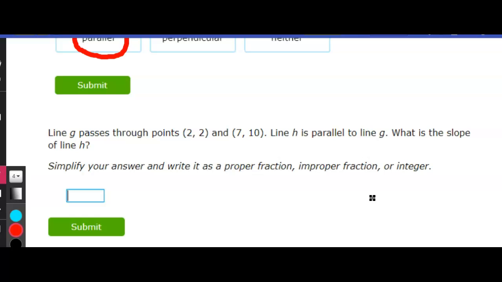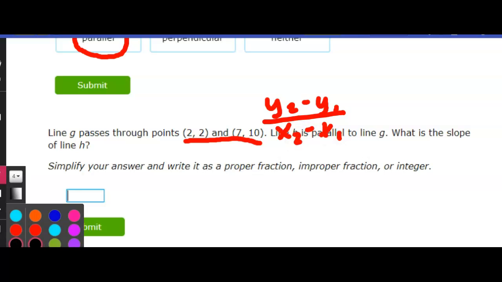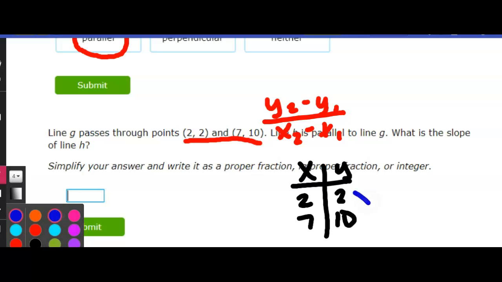All right, so now this one is where it's going to get a little bit harder, because I don't even know what the slope is, but I do have 2 points. Now, I'm going to be honest with you guys. You can do that little subtraction thing, y2 minus y1 over x2 minus x1, but I cannot stand it, so I'm going to put them in a table. So 2, 2, 7, 10, and then I'm going to find the change. The change in my y is plus 8. Change in my x is plus 5. So my slope is 8 over 5.